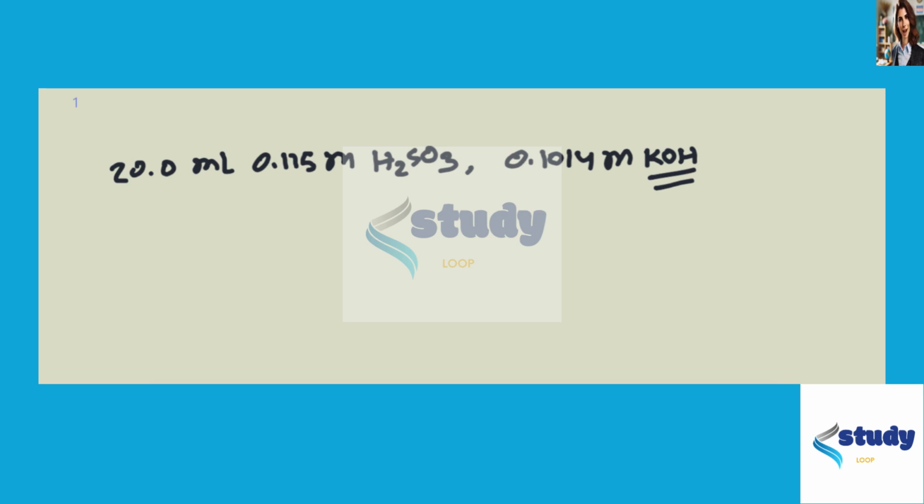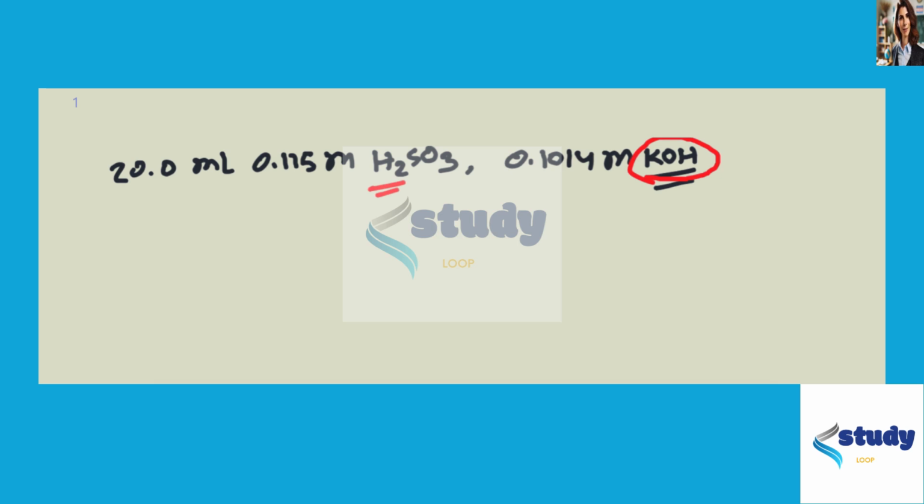And since this is a diprotic acid, we will have two equivalence points in this titration, and we need to know how much KOH we will have to add to reach each equivalence point. So let's first find out the volume of KOH added for the first equivalence point.